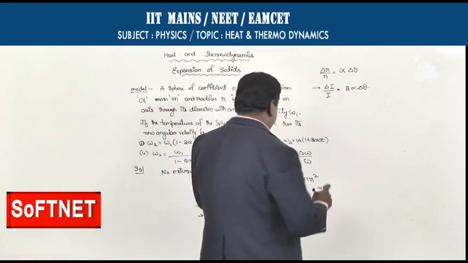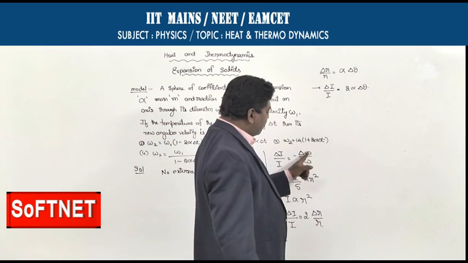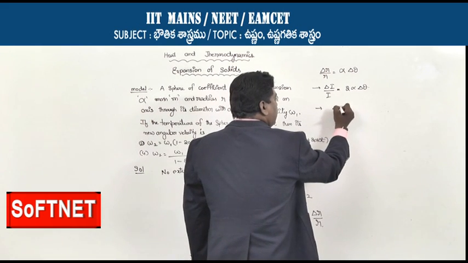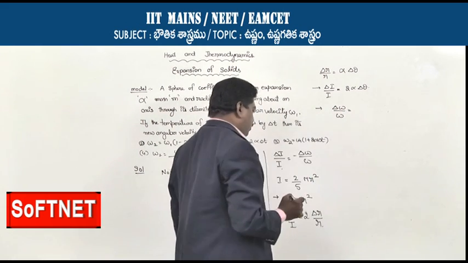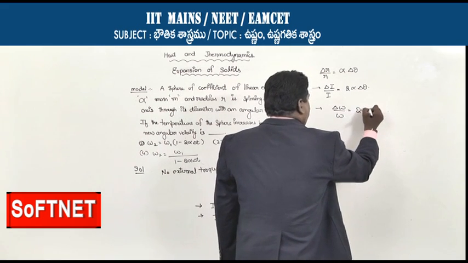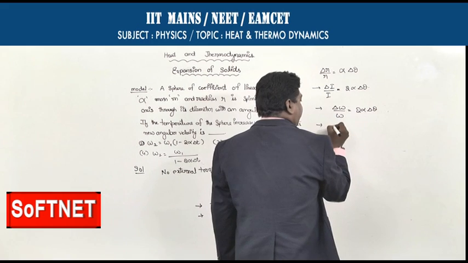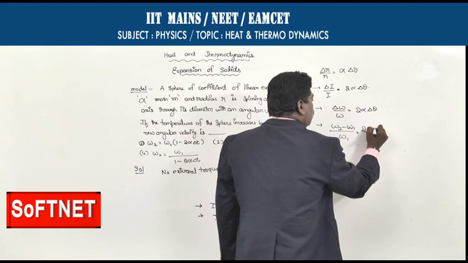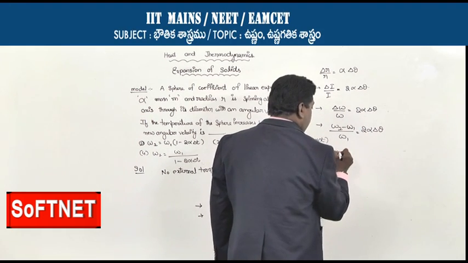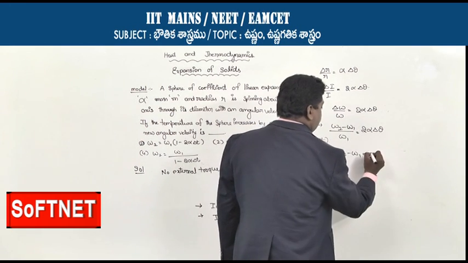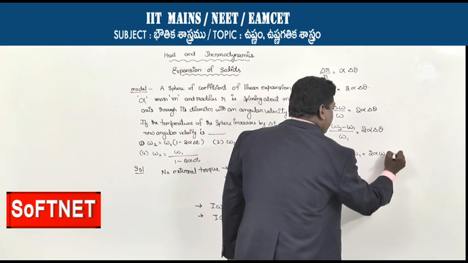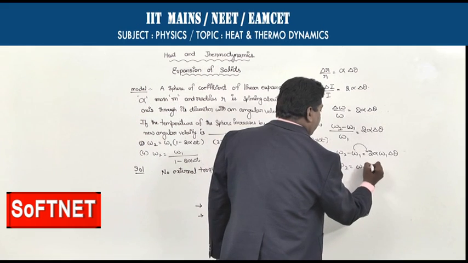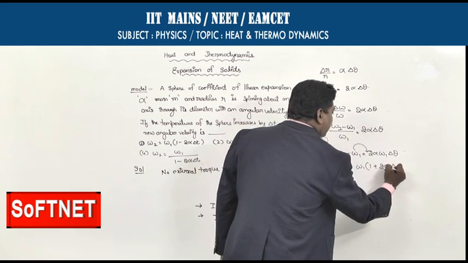Now when you see the model here, delta I by I is given as minus delta omega by omega. On substituting this value here, we get delta omega by omega equals 2 alpha delta theta. From this we can write it as (omega 2 minus omega 1) by omega 1 equals 2 alpha delta theta, implies omega 2 minus omega 1 equals 2 alpha omega 1 delta theta. Bringing omega 1 this side, we get omega 2 equals omega 1 into (1 plus 2 alpha delta theta).